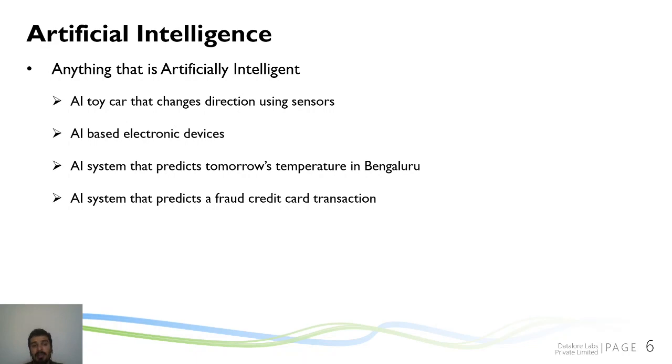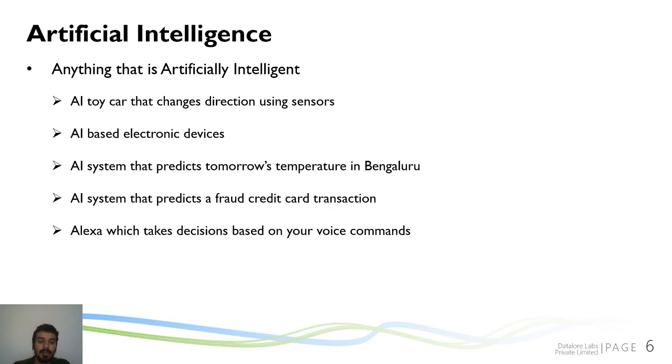Okay, if it is close to your genuine transaction, the transaction goes through, but if it is similar to your fraud transaction, it actually raises a red flag and you would get a call from your customer care. So this is another example of an AI system where a credit card transaction is flagged as fraud or genuine.